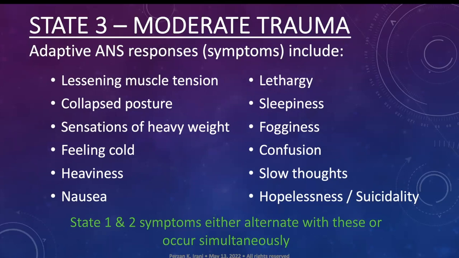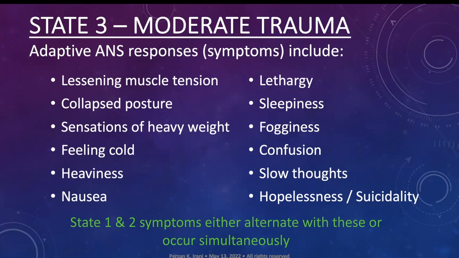So a key thing with state 3, moderate trauma, is state 1 and 2 symptoms either alternate with these or occur simultaneously, right? So remember, the gas pedal and the brake are pressed, right? So you can have state 1 and 2 running, just in case the bear gets distracted, the brake pedal can lift off and you can bail out of there, right? So there's a reason it's a dual activated state. So this is when people report anxiety and depression, right? And suicidality tends to show up in state 3 because it's hopeless, right? I might as well kill myself, right? And those are cognitive processes that are coming up from these bottom-up states from the nervous system, okay?